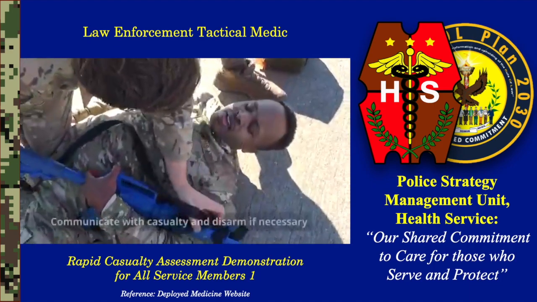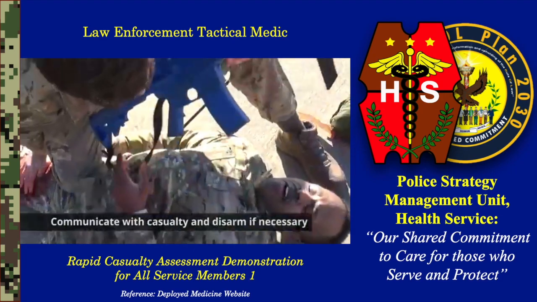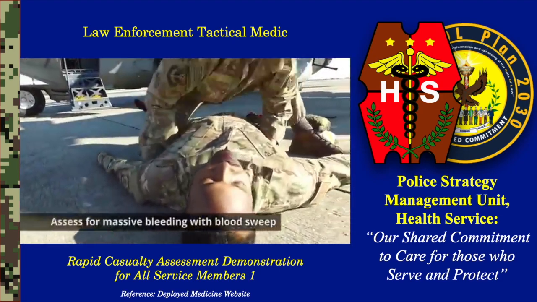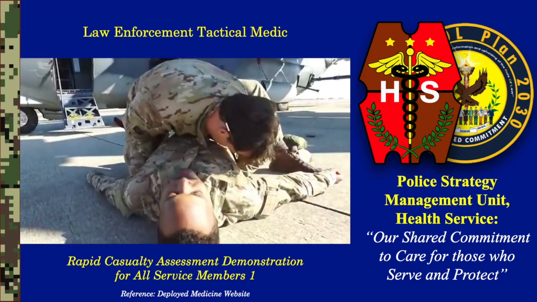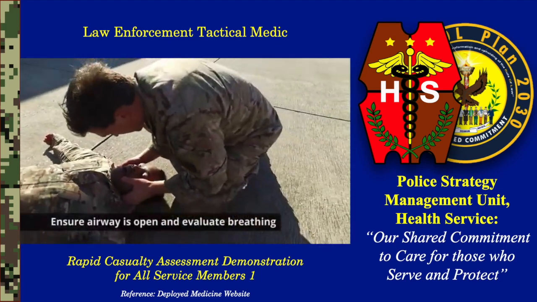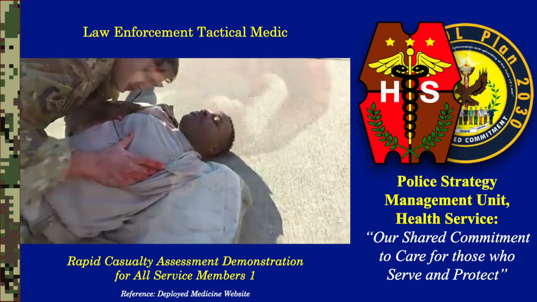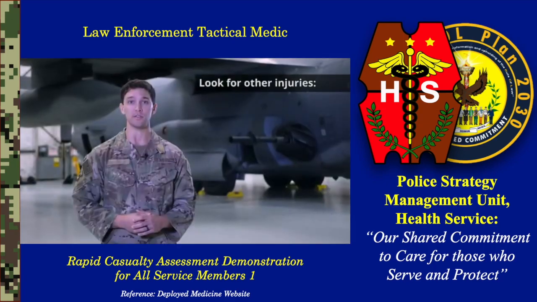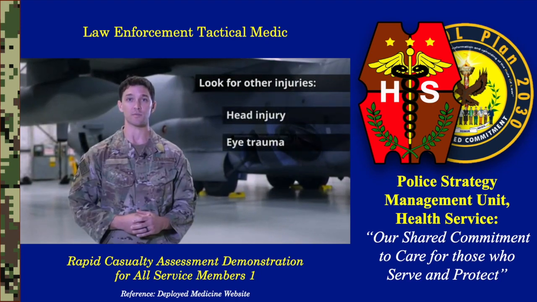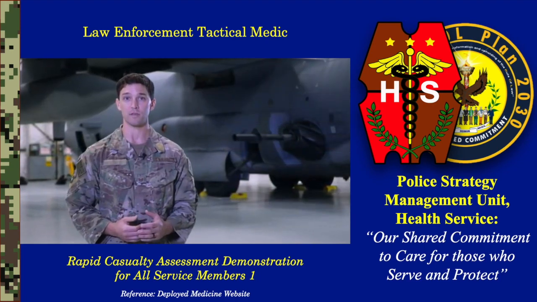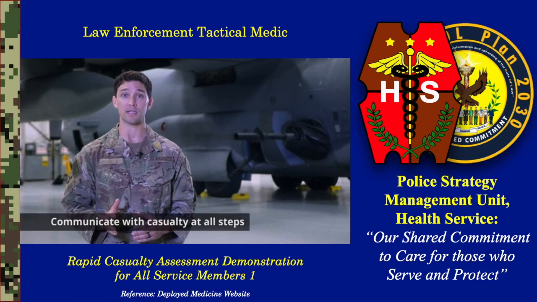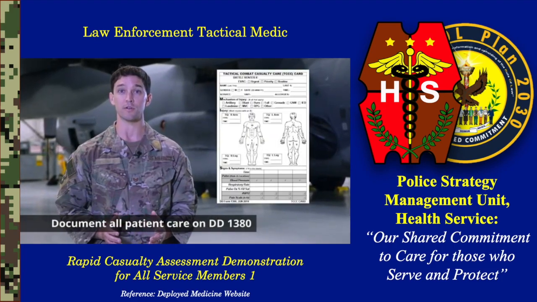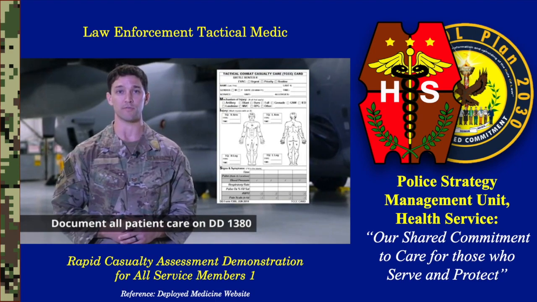To recap, first communicate with the casualty and disarm them if necessary. Then assess for massive bleeding by performing a blood sweep. Next, ensure the airway is open and evaluate the breathing. After that, assess for shock and hypothermia. Then look for other injuries such as head injury, eye trauma, burns, or fractures. Remember, communicate with the casualty at all steps, and finally document all care on a DD Form 1380 field medical card if one's available.